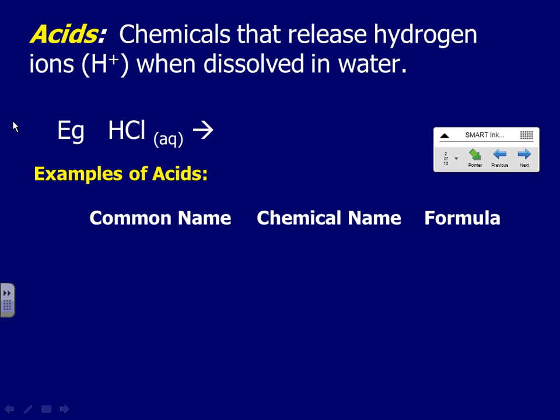Acids are chemicals that release hydrogen ions when dissolved in water. Acids, their formula will start with H. Acids are special chemicals. They're molecules, which means they're made up of two nonmetals, but when you dissolve them in water, they behave like they're ionic compounds.